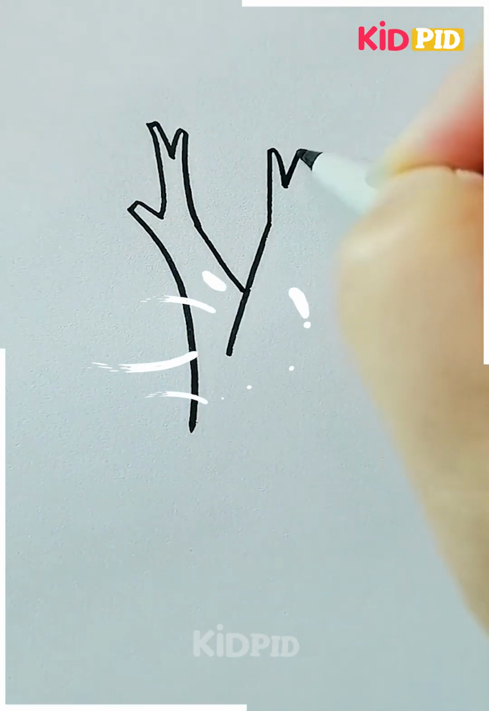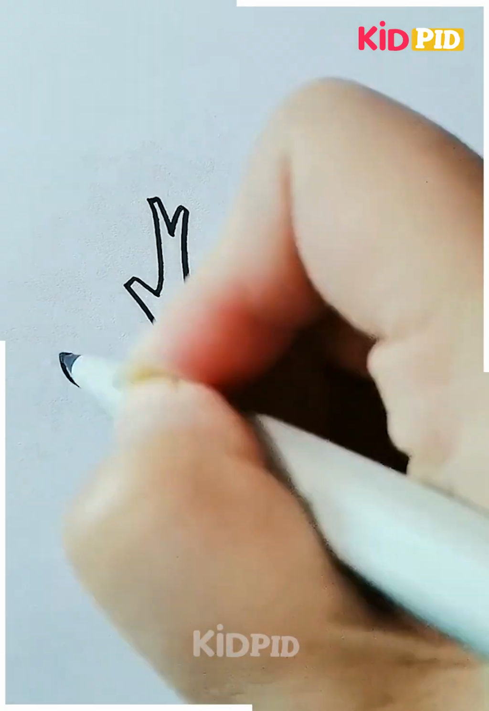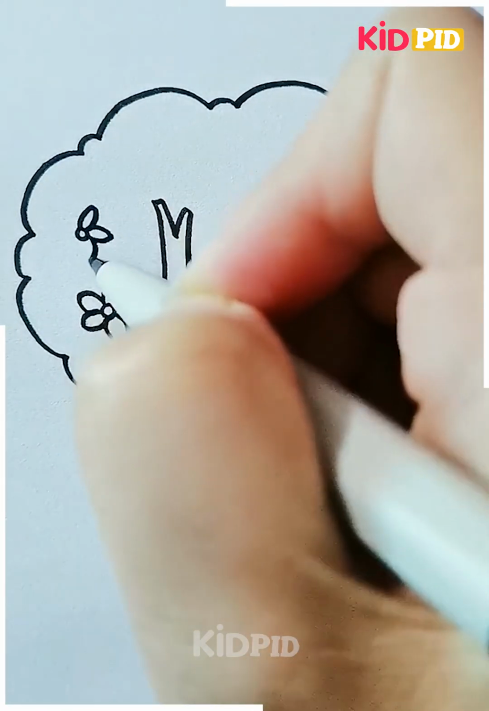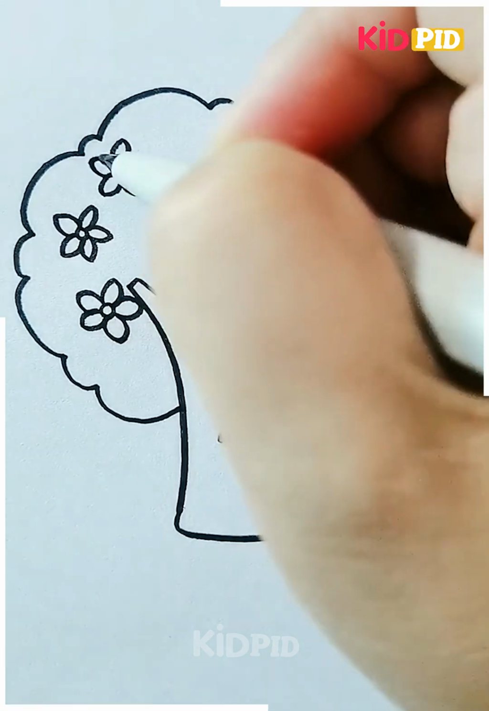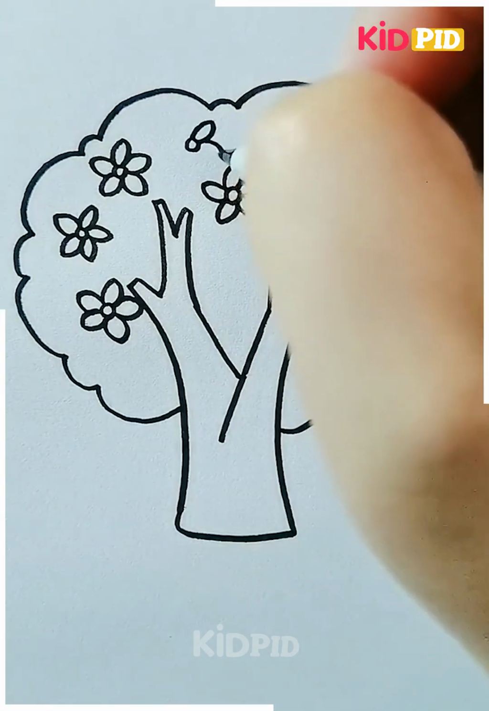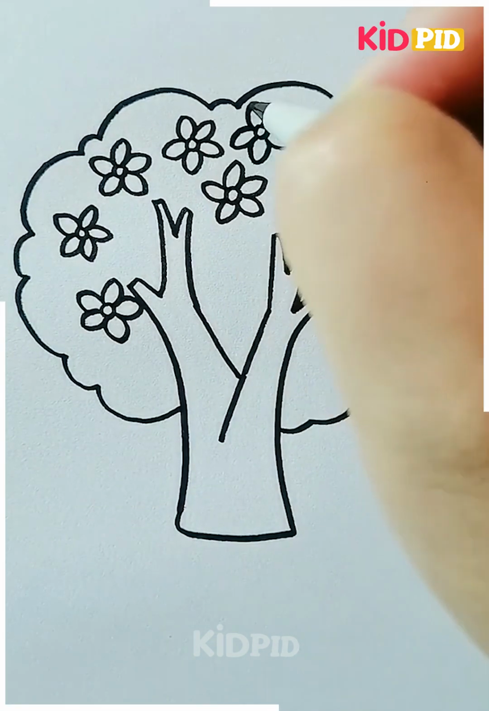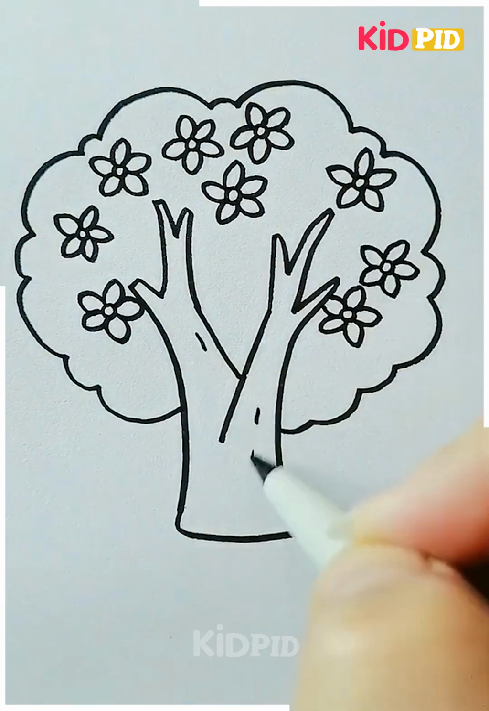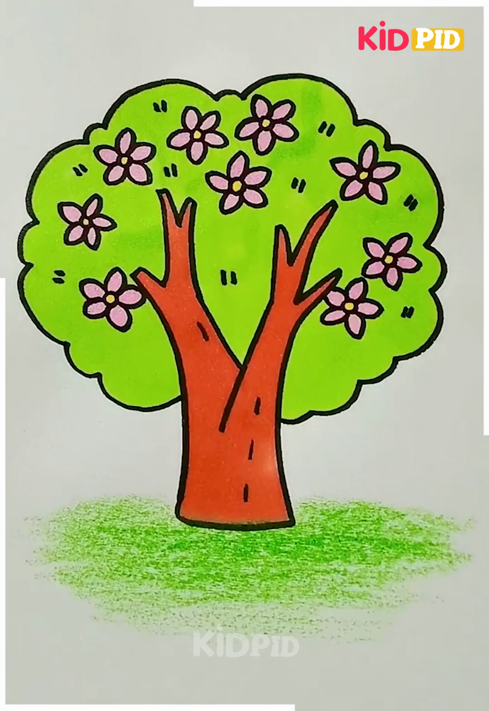Here we are making a big tree, adding some flowers to it, as you can see, and then you can color it with any color you want. After you're done, you can add more details to your drawing. As we are doing, we are adding lots of flowers on it, and when it's ready, it looks so beautiful.